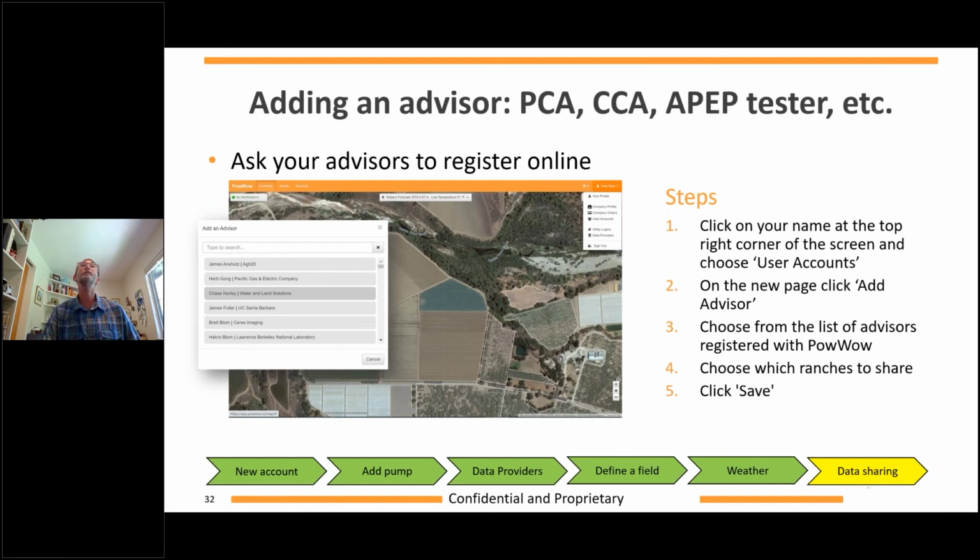In this case, you can choose specific ranches for an advisor. It gives you a little bit of selectivity if you've got a large operation, part of which is one particular crop with one particular agronomist. You may just give them access to that ranch and another ranch with a different crop for another advisor.